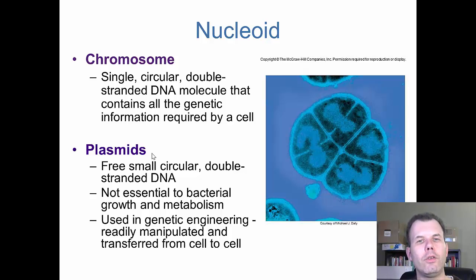And again, we utilize these things to move genes back and forth, and we're going to talk about that when we get into genetic engineering in Chapter 10. But for now, I just want you to think about the plasmids as these extra pieces of DNA that help make the bacteria's life a little easier.